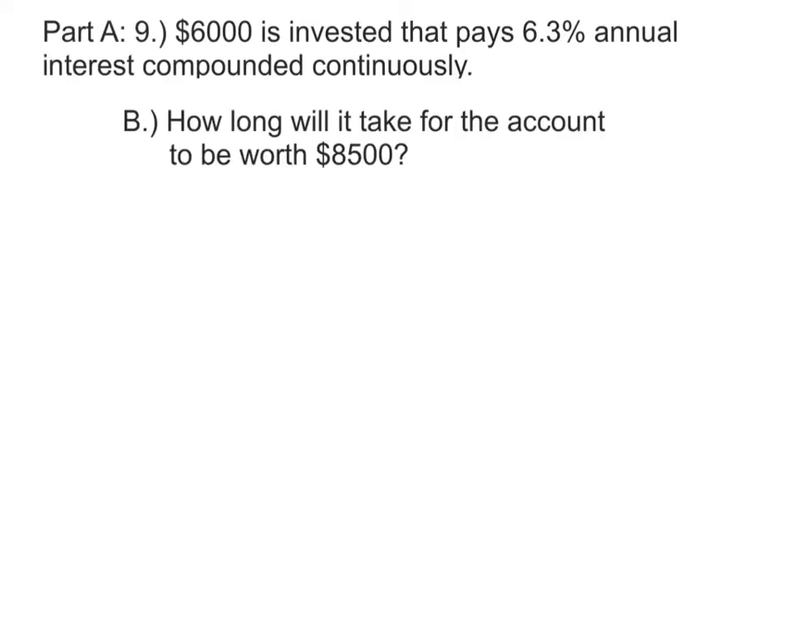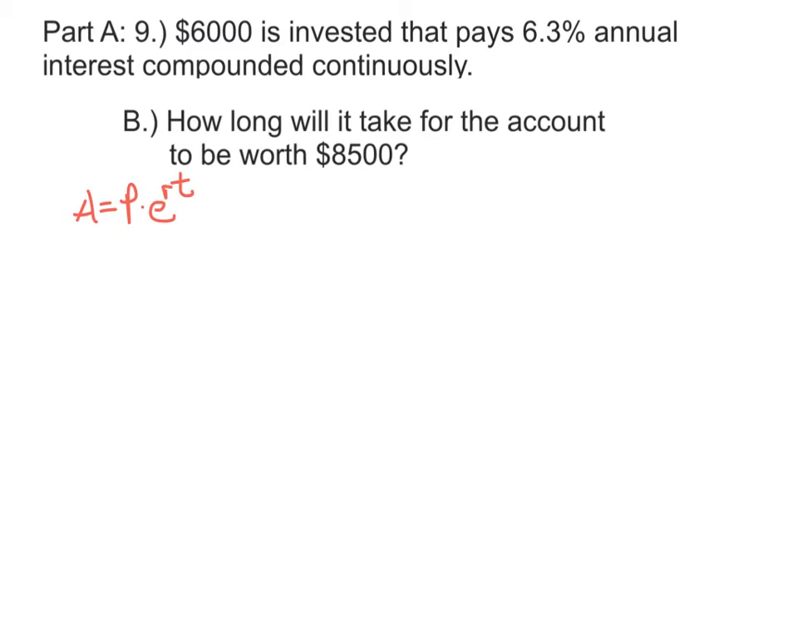Now I'm going to ask you this second question as well, and that is how long it's going to take for the account to reach a certain value. Again, we need to remember our PERT formula, and that is that the amount in the account is equal to the principal times e to the rate times time. And we use this formula because this is continuously compounded interest. Anyway, again, plug in all the numbers where they go.